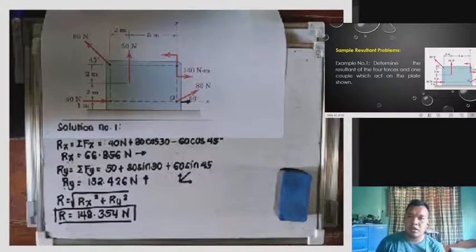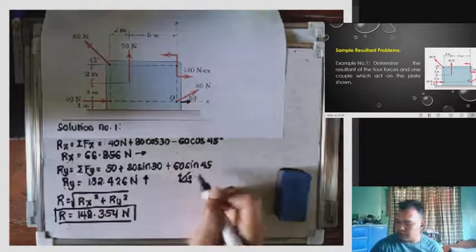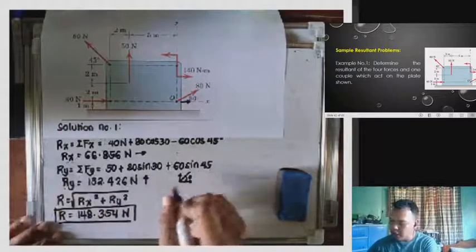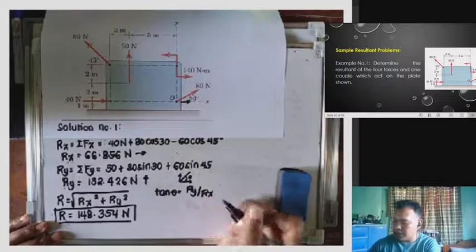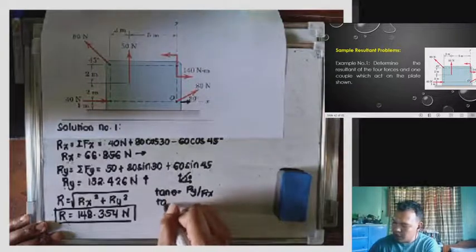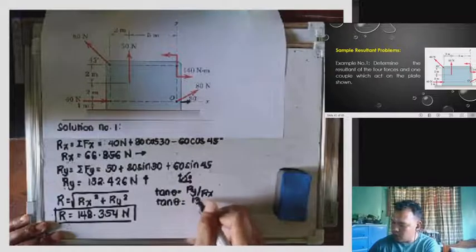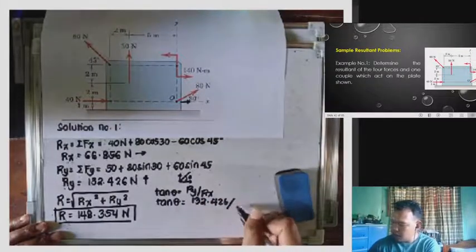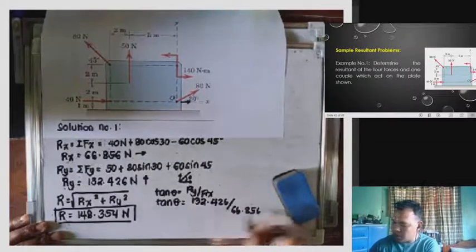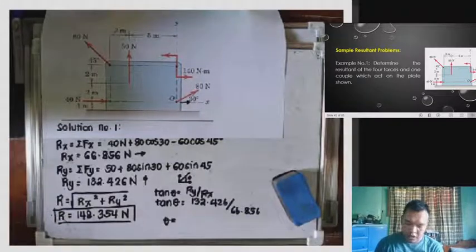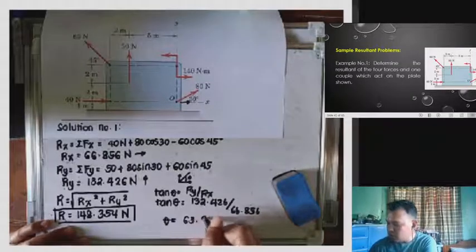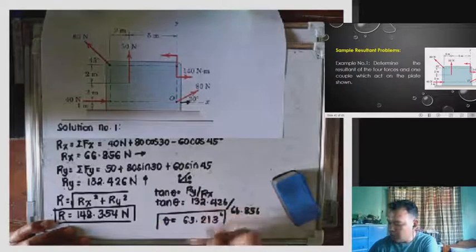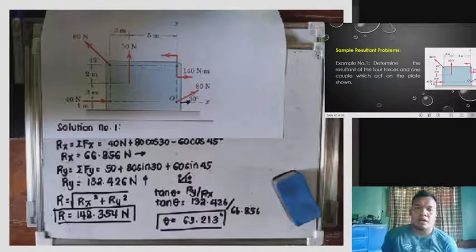Okay. Then, to get the angle, we can say that tangent theta is equivalent kay Ry all over Rx. So, we have here tangent theta is Ry, which is 132.426 all over 66.856. We have theta is equivalent kay arctan of 132.426 all over 66.856, which is 63.213 degrees. So, ito po yung angle or yung direction nung resultant force po natin.